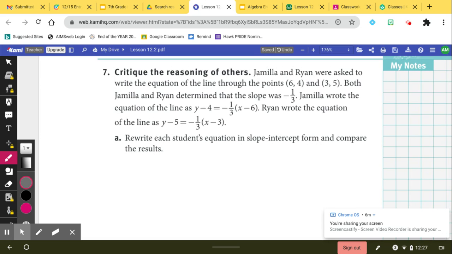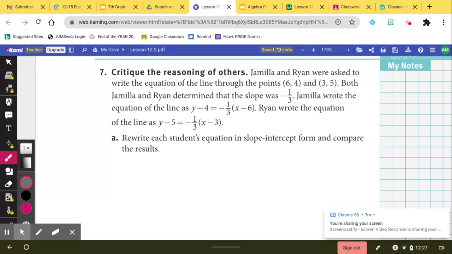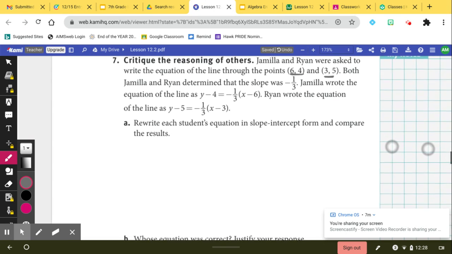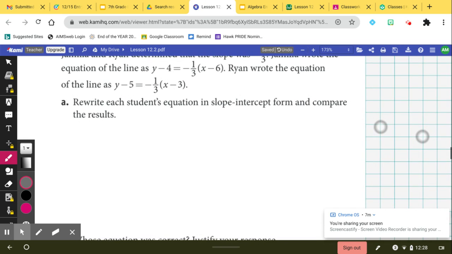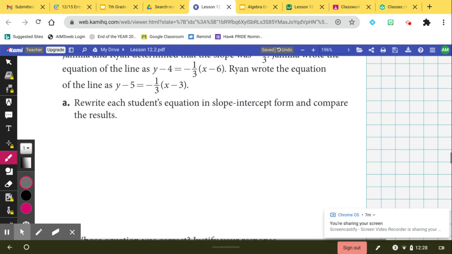So it says Jamila and Ryan were asked to write the equation of the line through the points (6, 4) and (3, 5). Both Jamila and Ryan determined the slope was negative 1/3. Jamila wrote the equation y minus 4 is equal to negative 1/3 times x minus 6. So Jamila used this point. And then Ryan wrote the equation y minus 5 equals negative 1/3 times x minus 3. So he used that point. It says rewrite each student's equation in slope-intercept form and compare.